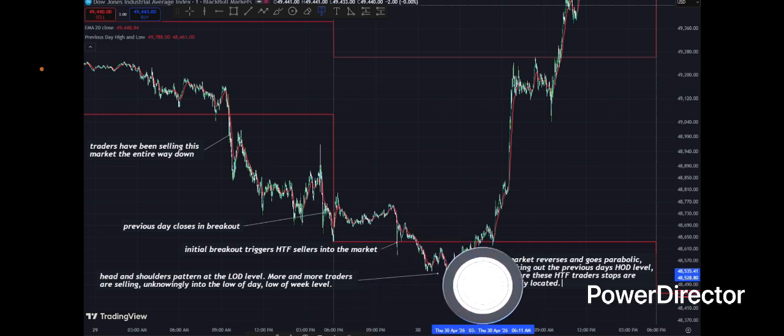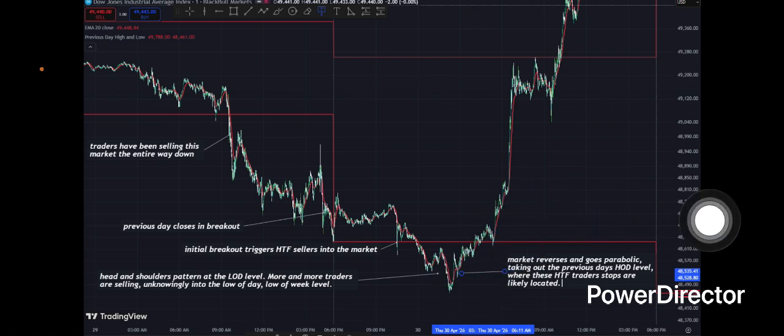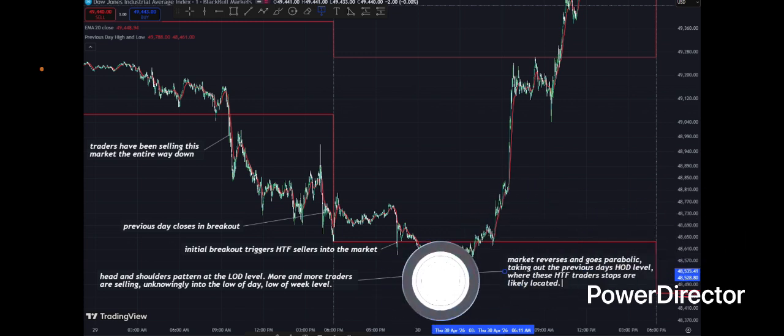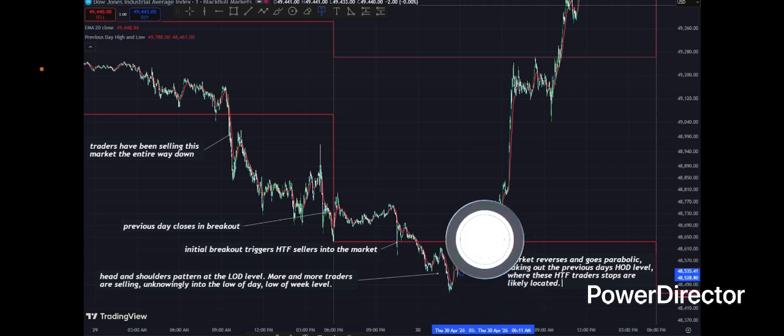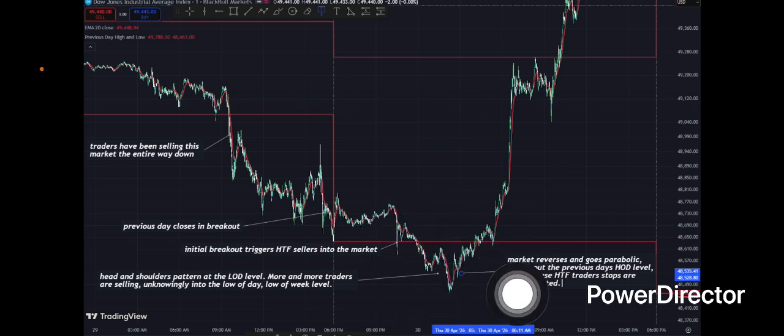And you can see here, we have a clear head and shoulders pattern, an inverse head and shoulders pattern, just like we went over in our peak formations video, all right? Here in the London session, all of these traders who are selling here unknowingly are selling into the low of the day and the low of the week area.